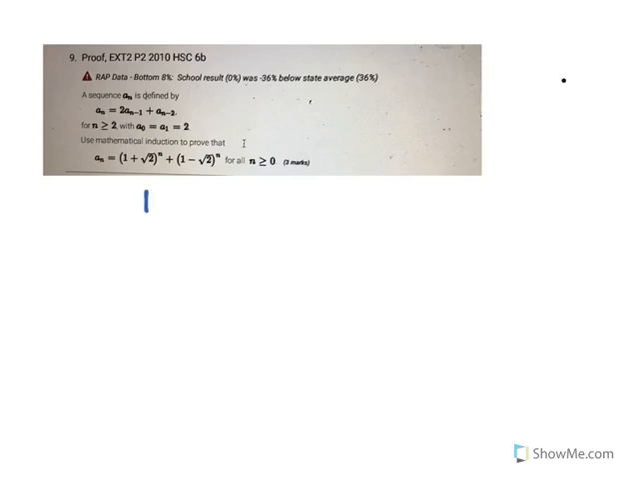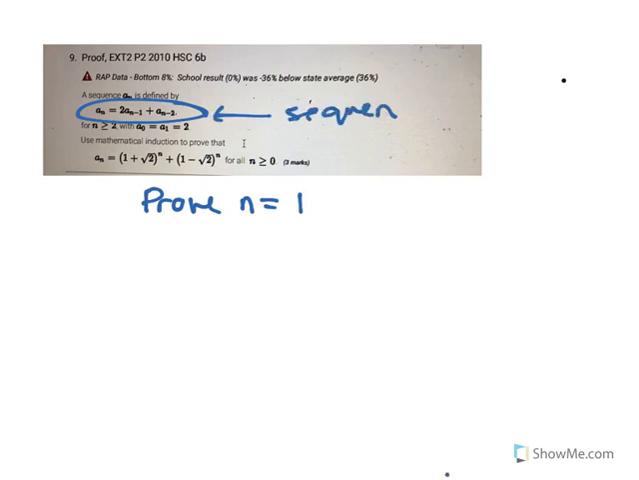Okay, so looking at this by mathematical induction, let's prove for n equals 1. That would just make sure that you realise this is a sequence that gives you a relationship between a_(n-1) and a_(n-2). So if we look at this one here, we actually want to prove true for n is greater or equal to 0. Sorry, so I'll start that again.